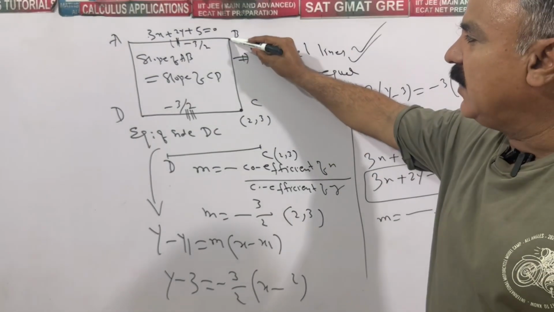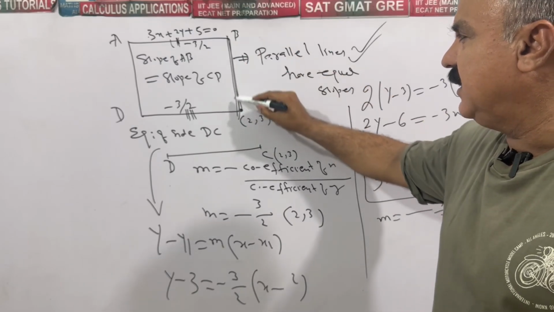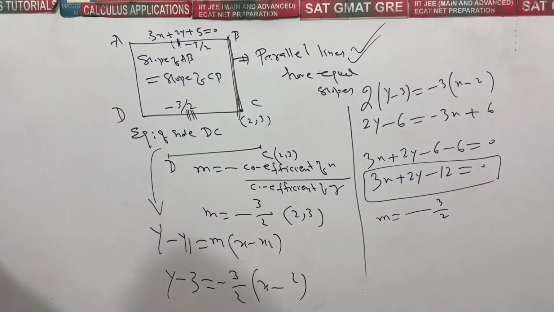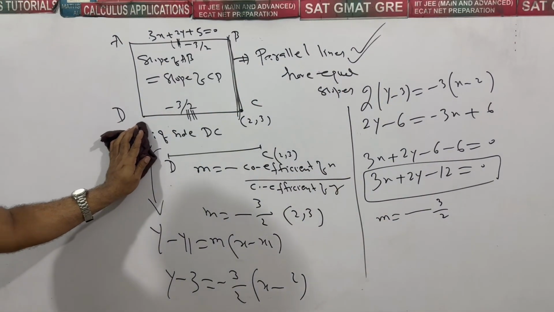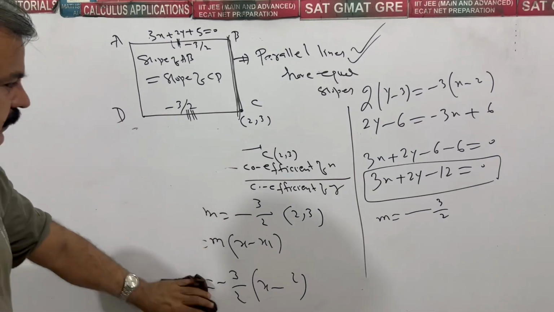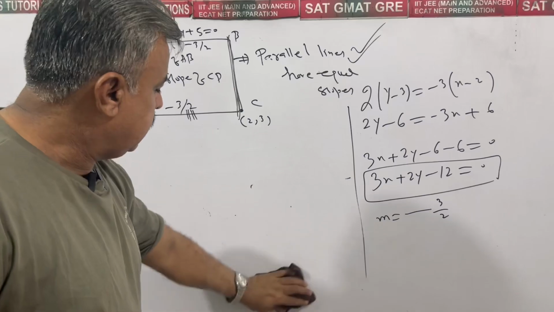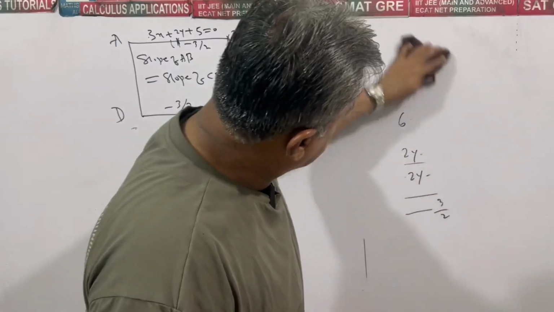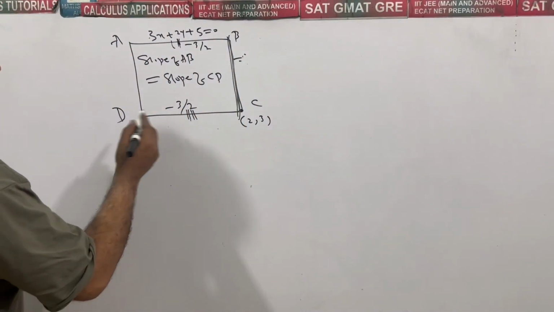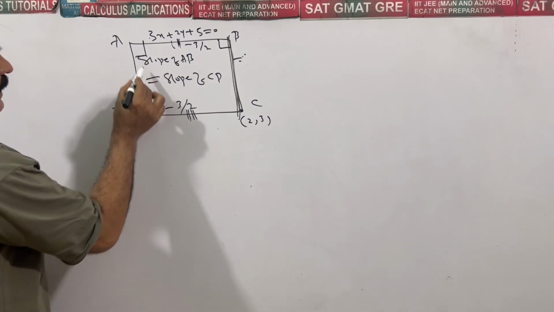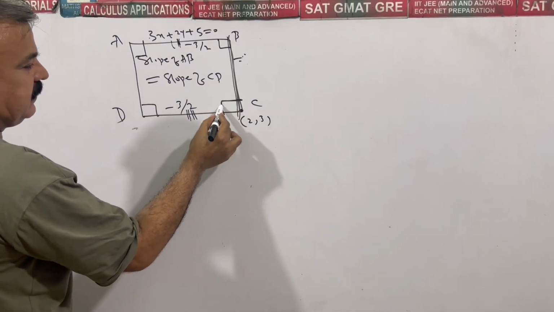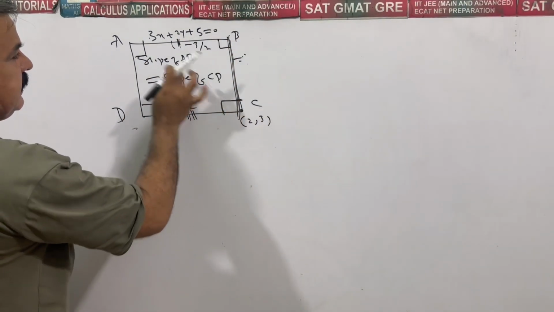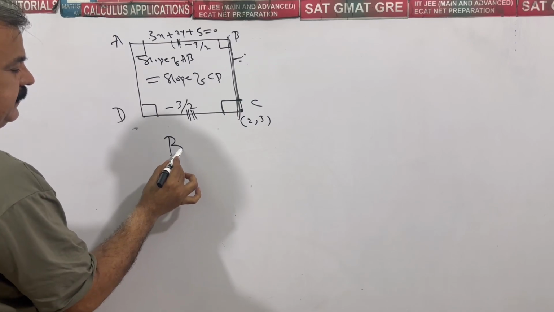Okay, what about how to hunt the equation of BC? It's also very easy. Moving to another concept, perpendicular lines. Okay, cool. How to find the equation of the side BC? Look at this. We know that each angle of a rectangle is 90 degrees. Now the sides AB and BC are perpendicular to each other.